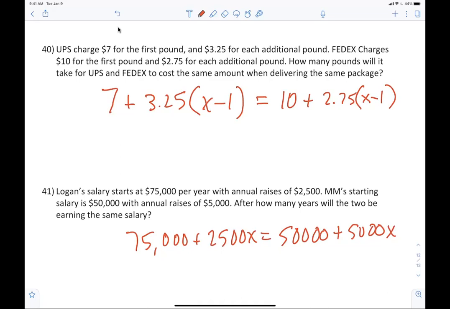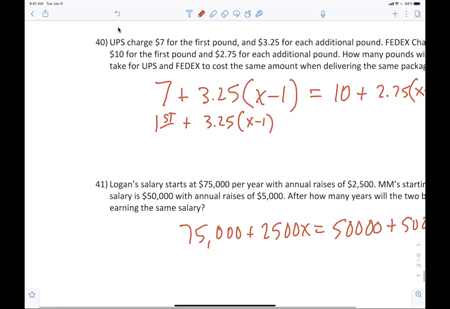Anybody else? X minus 1. Anybody have any questions with number 40? All right, and you guys can solve that out. Tell me. Well, it's the cost of the package is $7 for the first pound. So you have to pay for the first pound. Then you have to pay for all the other pounds. And all the other pounds cost what? $3.25. Right, so that's why it's x minus 1.